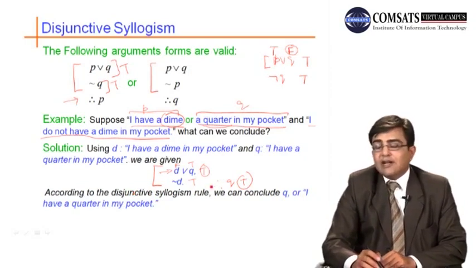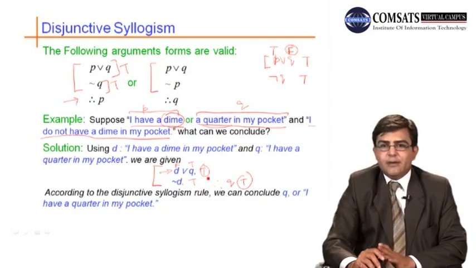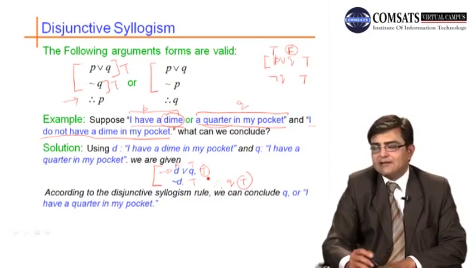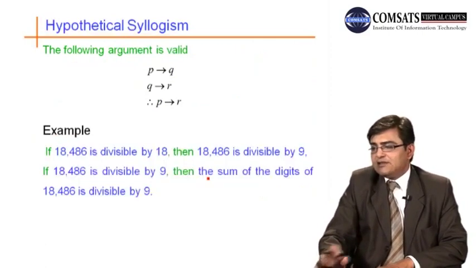So we conclude that q, or I have a quarter in my pocket. We can say this. Now what is the next?